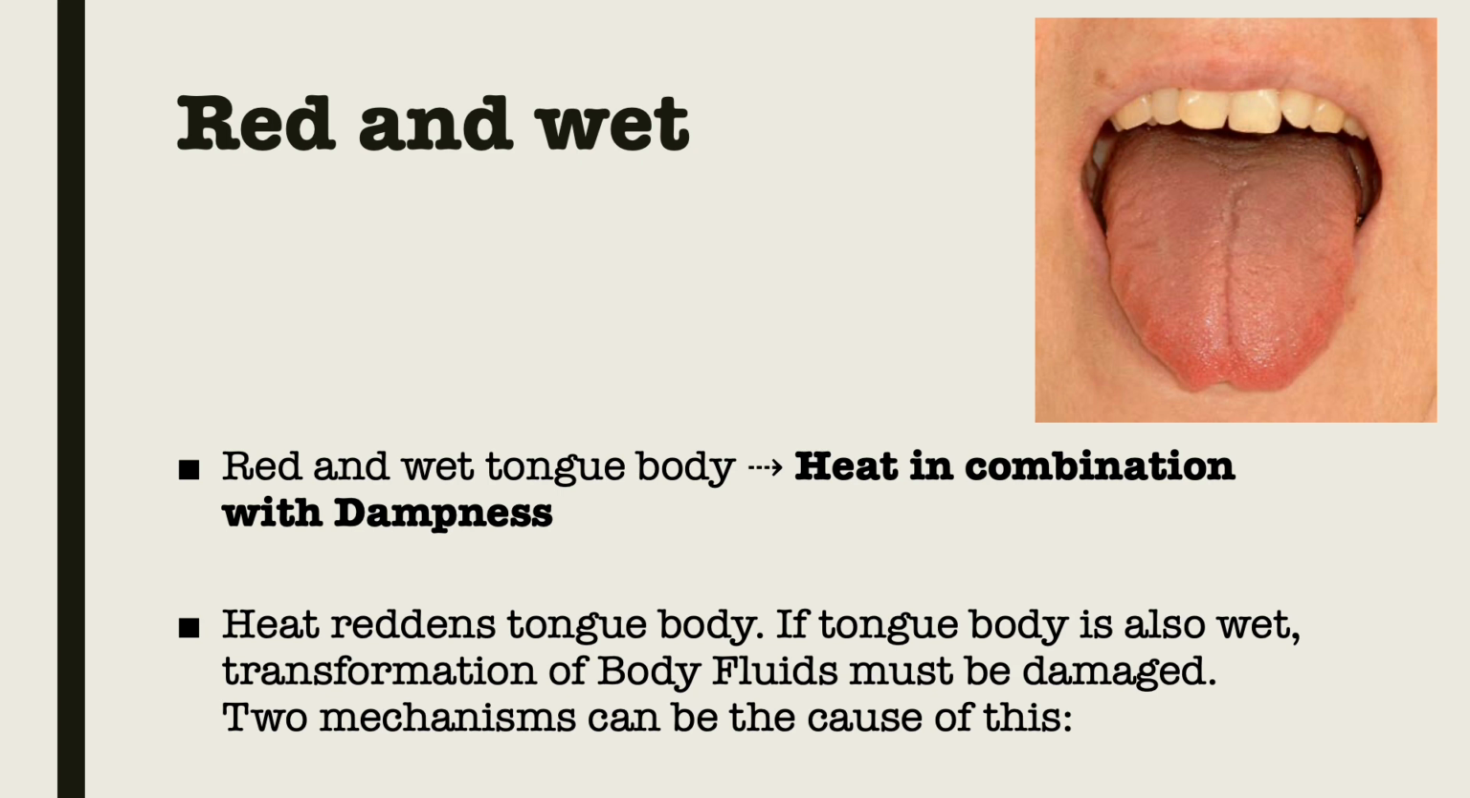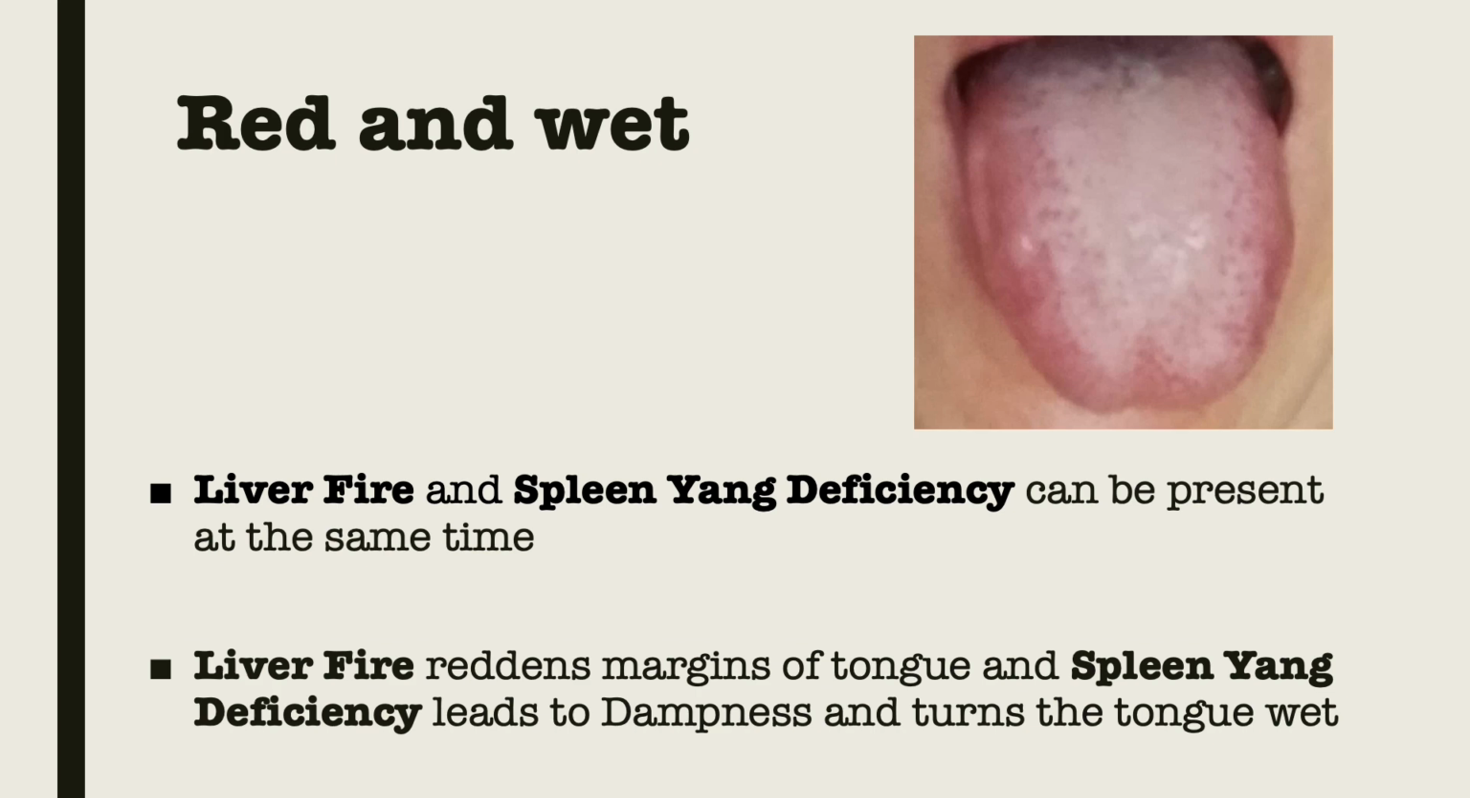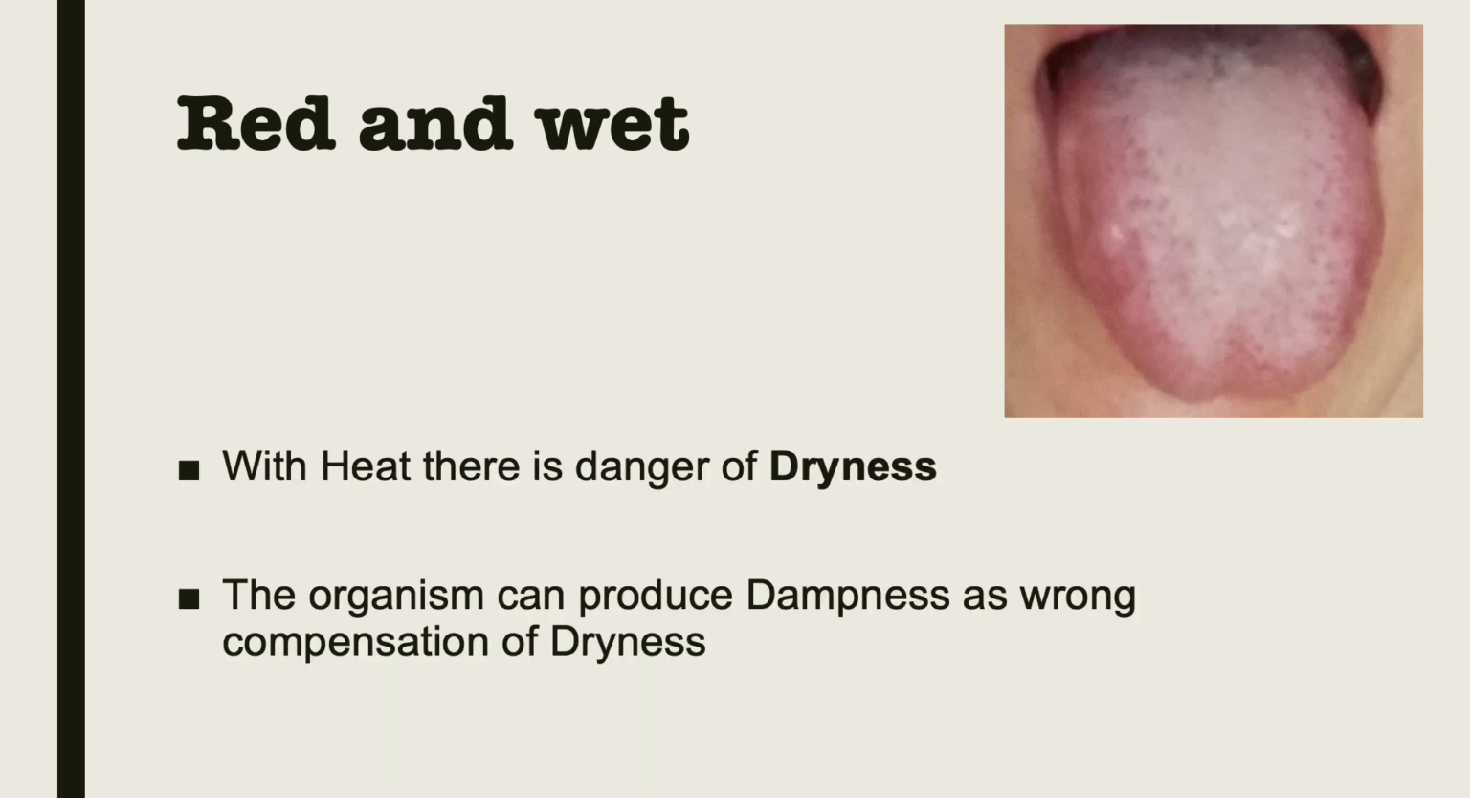Heat reddens the tongue body. If the tongue body is also wet, the transformation of the body fluids must be damaged. Two mechanisms can be the cause of this. Liver fire and spleen yang deficiency can be present at the same time. Liver fire reddens the margins of the tongue, and spleen yang deficiency leads to dampness and turns the tongue wet. With heat, there is the danger of dryness. The organism can produce dampness as a wrong compensation of the dryness.